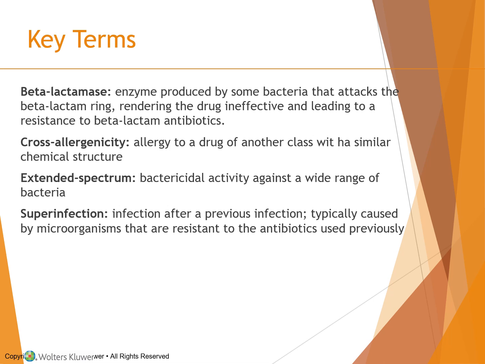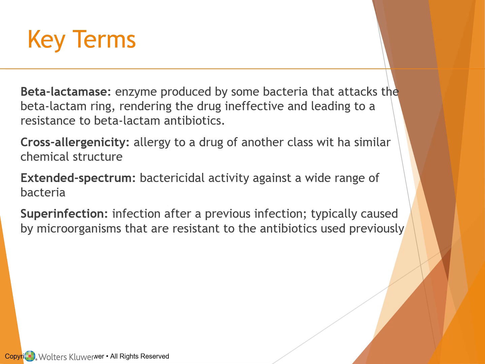We have a few terms for this lecture, and the first one I want to discuss with you is beta-lactamase. This is an enzyme that's produced by some bacteria, and it's going to attack the beta-lactam ring. Beta-lactam antibiotics have a structure called a beta-lactam ring, and that's essential in order for the antibiotic to work.